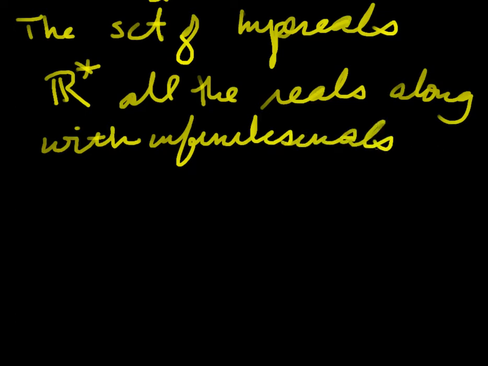And we'll actually see a whole bunch of stuff. To make it algebraically closed, we'll have a whole bunch of other things. But right now we can think of this new set, R star, as having all the reals. It also has all the infinitesimals.